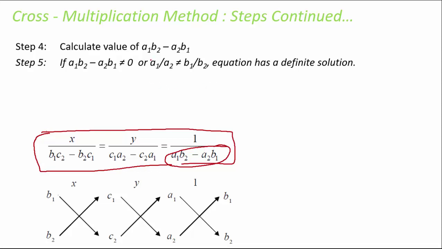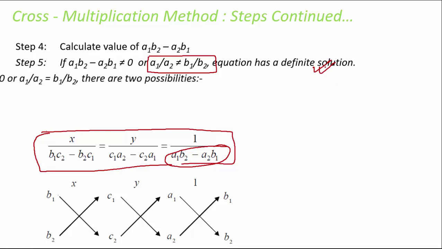For example, there is one scenario which says that if this value is not equal to 0, or in other words, we say that if a1 by a2 is not equal to b1 by b2. So both mean the same thing, right? If you just shift this a2, b1 to the right hand side, that's what you get: a1, b2 and a1 by a2 is not equal to b1 by b2. In that case, the equation has a definite solution.